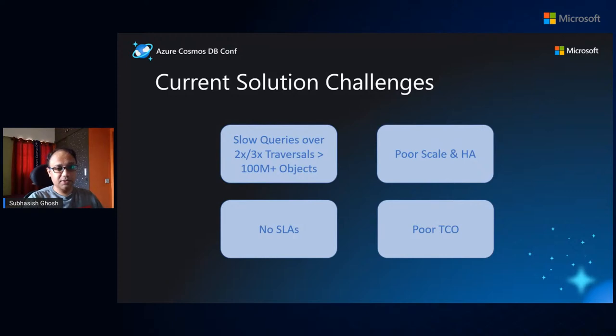There were no SLAs per se in most of the customer use cases I worked on. They wanted a dedicated SLA on performance if it's available. Definitely on the last mile, read latency, write latency, and throughput would be excellent to estimate and also optimize for. These two are very, very important points. And then, of course, because of the lack of the above mentioned points, there was a poor TCO for this particular use case.